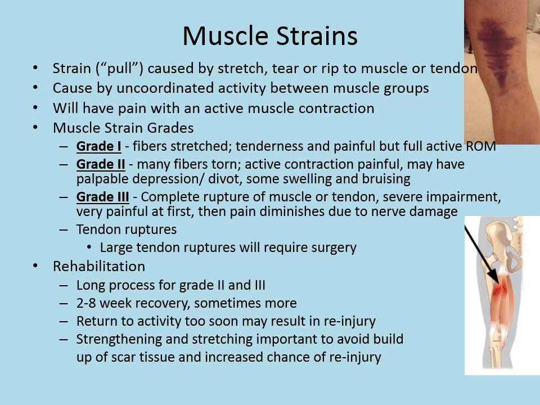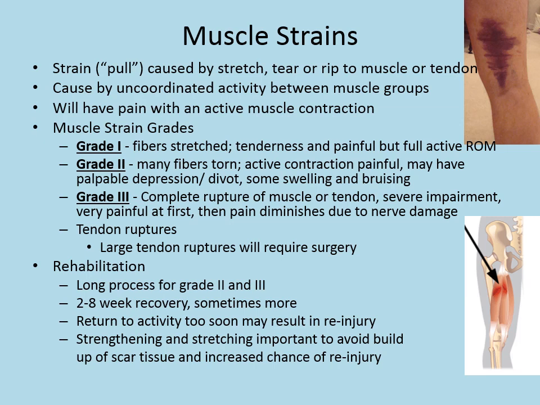Another type of injury that can occur with soft tissue is a muscle strain. So again, we strain muscles and tendons, we sprain ligaments. A strain, sometimes also called a pull of the muscle, will be caused by a stretch, tear, or rip of a muscle or tendon.